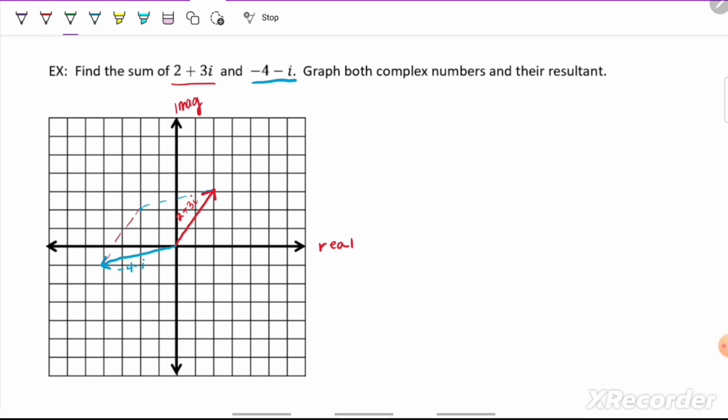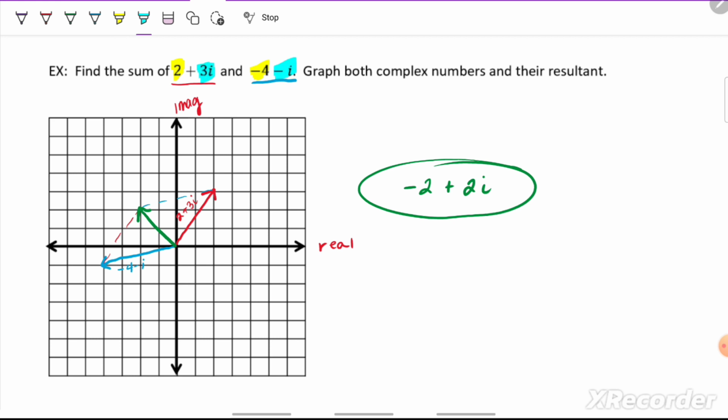The sum is going to be the resultant vector, which we know is the diagonal of this parallelogram. And nicely for us, we see the corner of that parallelogram is exactly at the point (negative 2, 2). So our sum is our resultant vector, which is negative 2 in the real direction, and then plus 2 in the imaginary direction: negative 2 plus 2i. And we certainly get the same answer if we use the technique we did in beginning algebra.